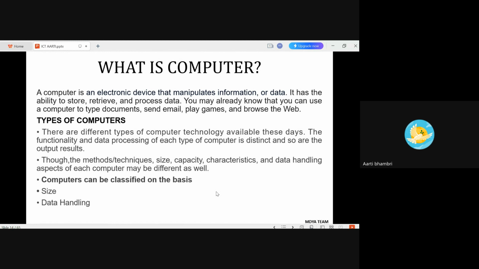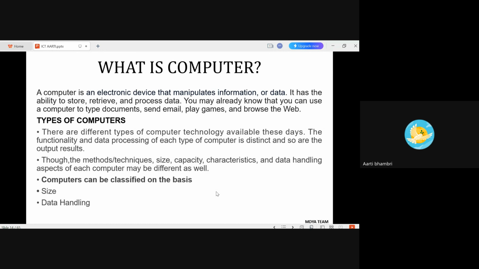The functionality and data processing of each type of computer is distinct. When we use a PC, its data processing speed and its function are different. When we use it in a smartphone, its function and data processing are different. When we use it in hospitals, its processing is different, because their need is different. Our basic need is different.